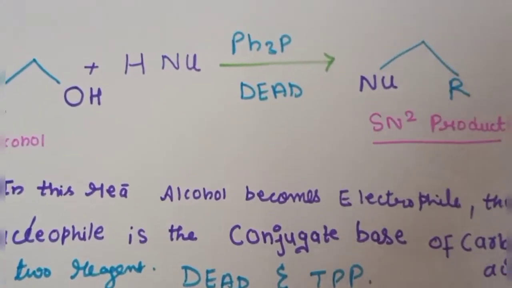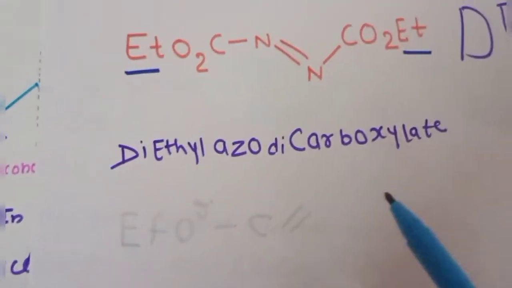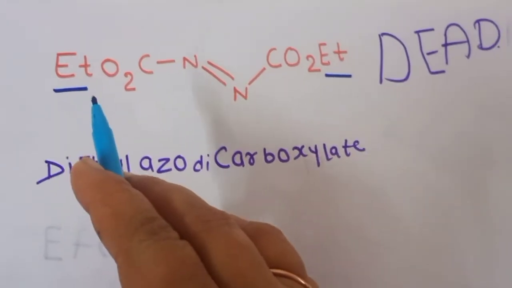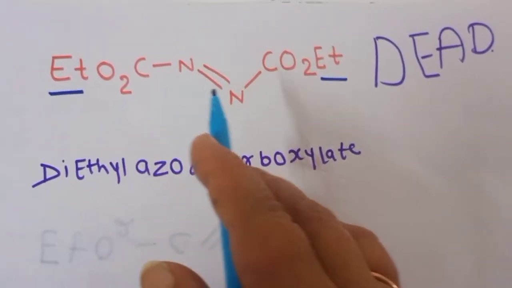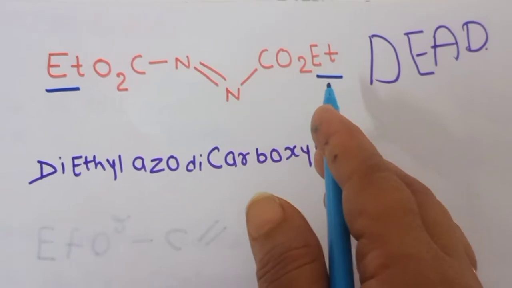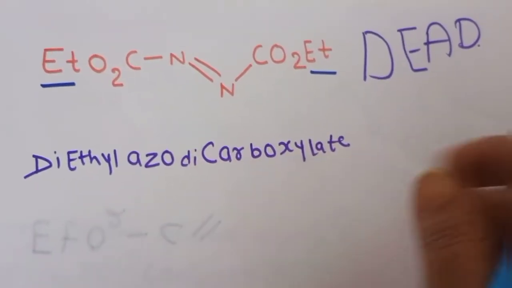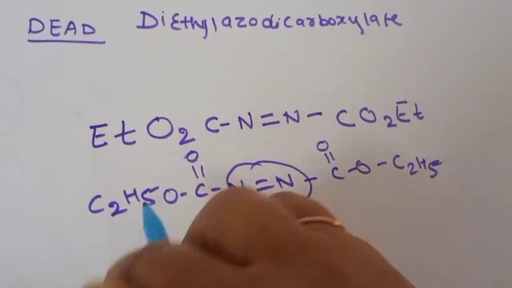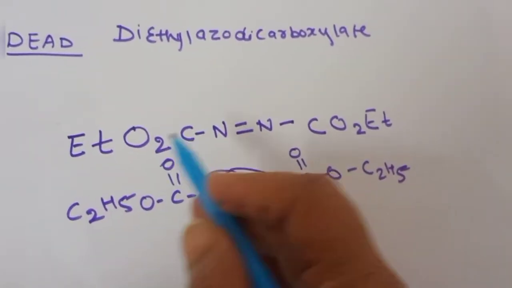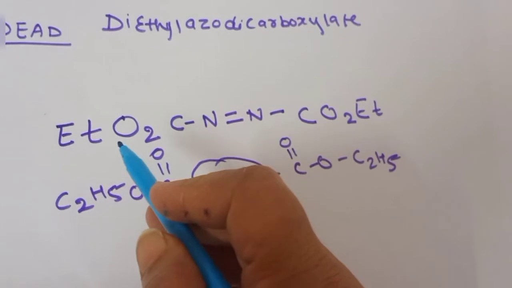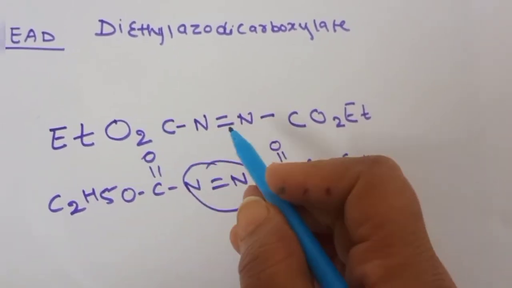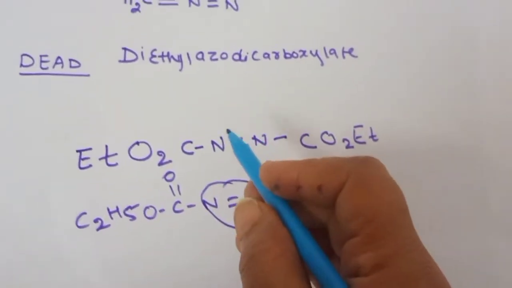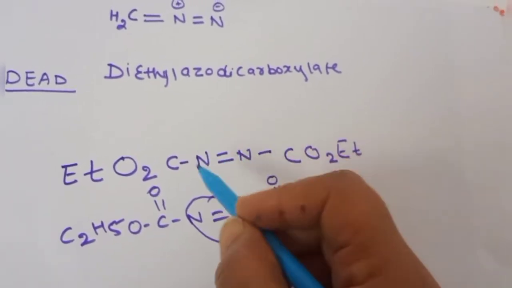If we see the structure of our DEAD, how can we write it? Diethyl means C2H5OOC, a double bond N, and COOC2H5. This is our diethyl azodicarboxylate structure. We can also write this structure in this manner: EtO2C, meaning the ester group, we have to remember, COOC2H5, and N double bond N. What is this N double bond N? It is our azo group.